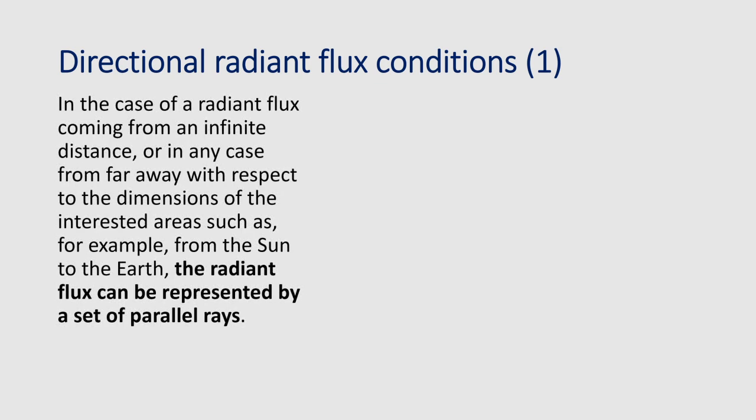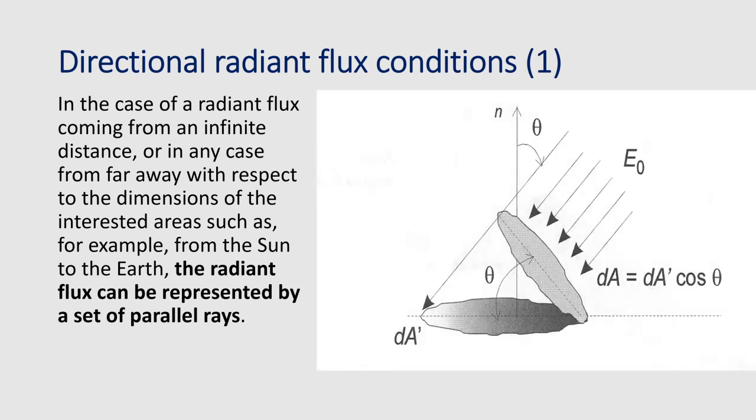In the case of a radiant flux coming from an infinite distance, that is, for example, our external source of energy, that is the sun, or in any case from far away with respect to the dimension of the interested area, such as, for example, the sun to the earth, the radiant flux can be represented by a set of parallel rays. So this is very important, and this is the figure. So you see that the incident energy E0 could be thought of as parallel fluxes, parallel electromagnetic radiation.